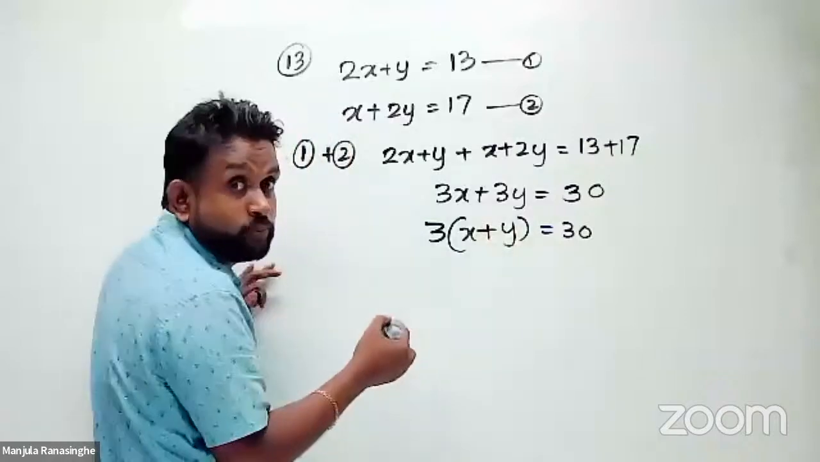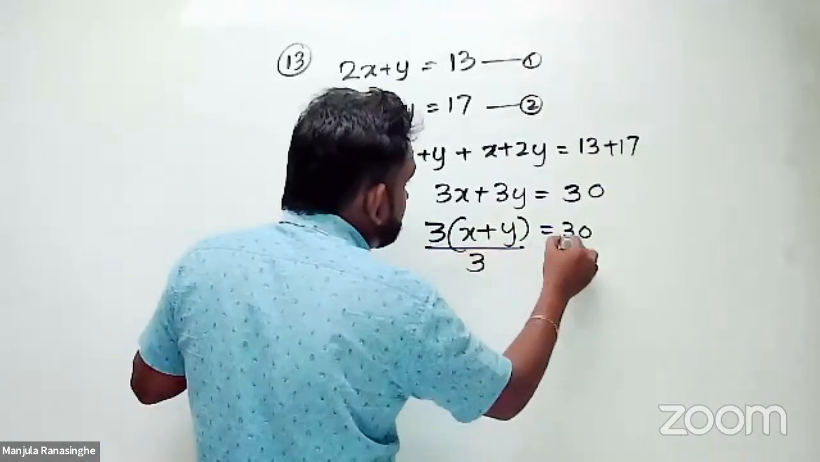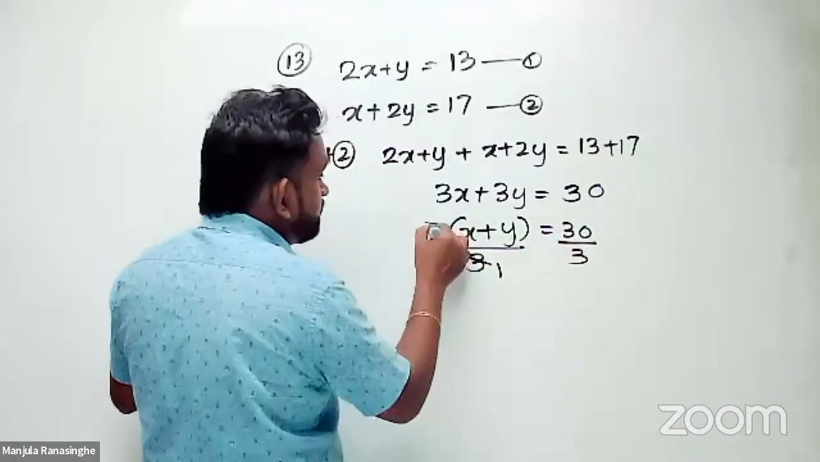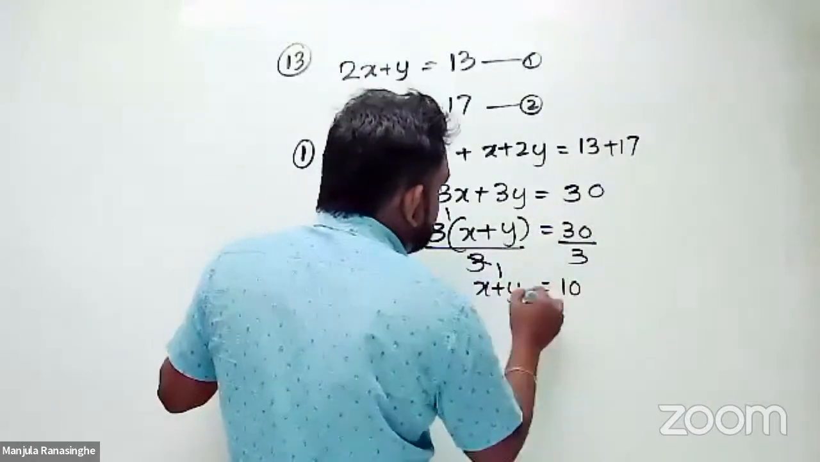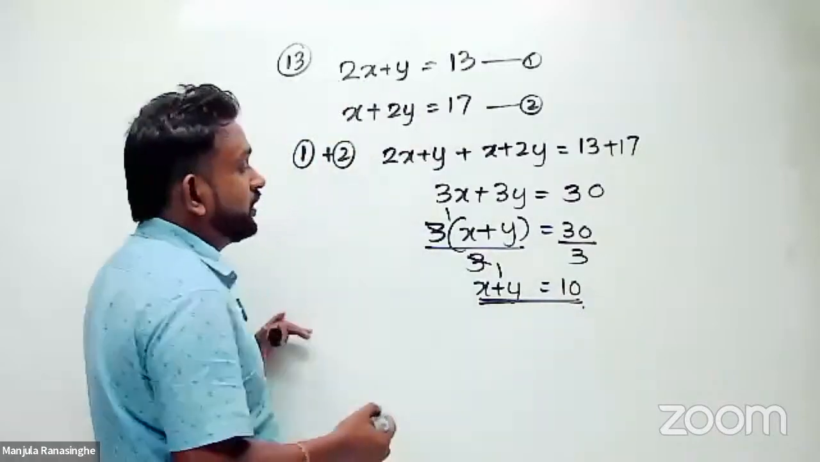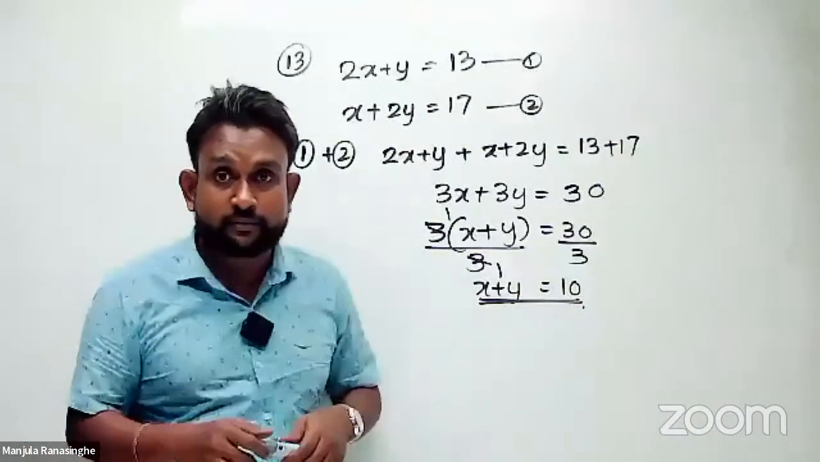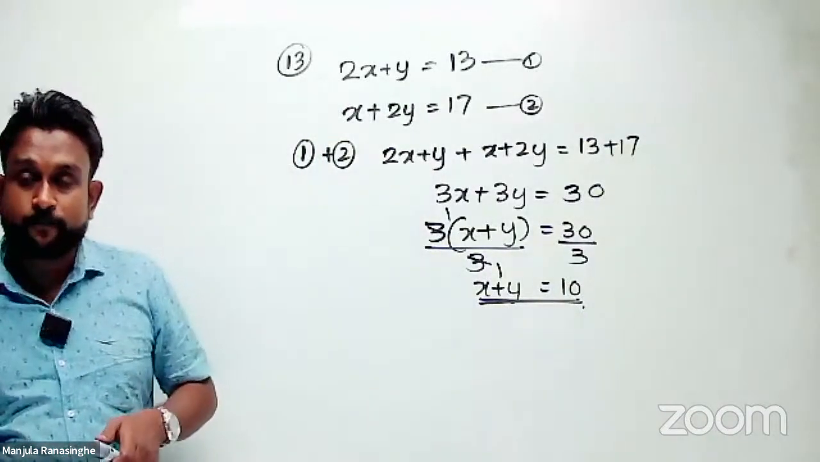Now, x plus y to be found, just divide by 3 on both sides. Then 3 cancels out, x plus y equals 30 divided by 3, that is 10. x plus y equals 10. That is the answer. Okay.